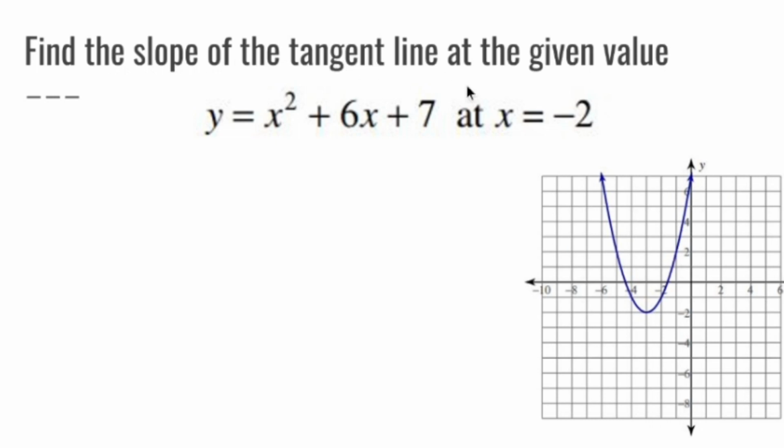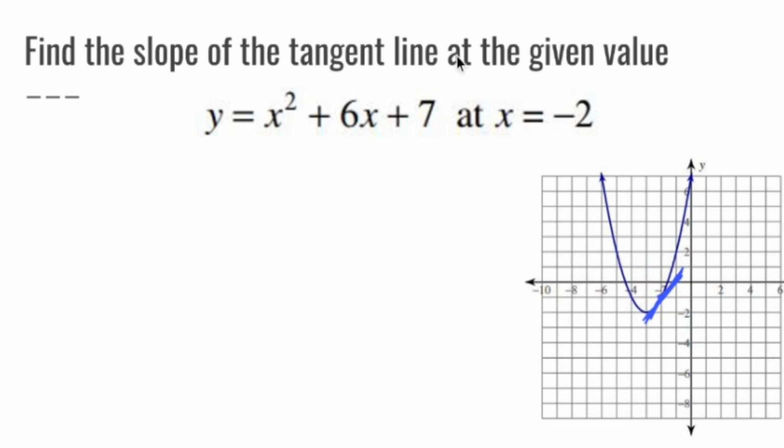Find the slope of the tangent line at the given value. All right, so the slope of the tangent line means if I were to go at -2, which is here, put a dot there, what is the slope of that line right there? Well, it looks like it's positive. Maybe it's 1. Looks like it's 1-ish, but I don't know. And that's what I need to find out.